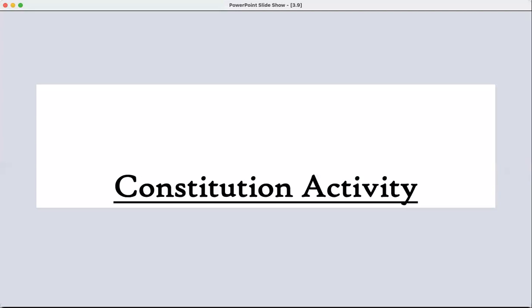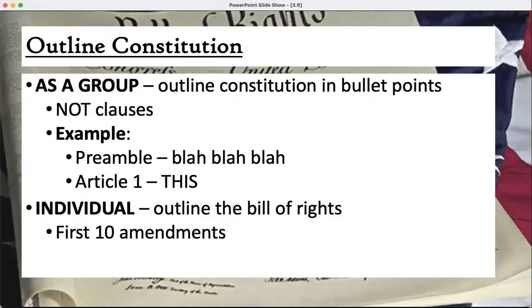I typically would have students look at the Constitution and break it down. So I would have students outline the Constitution as a group using bullet points. You don't need to break it down into clauses. But then as an individual, outline the Bill of Rights, basically put it in your own words.